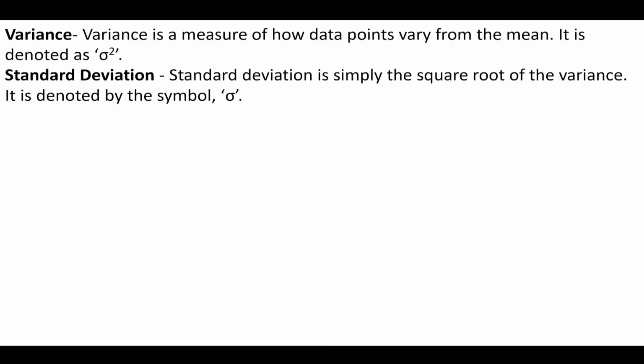Variance is a measure of how data points vary from the mean. Basically, it shows us the dispersion of data points about the mean. It is denoted as sigma square. And standard deviation is nothing but square root of variance. It is denoted by the symbol sigma. Mostly the term standard deviation is largely used. Now let us see the formula for variance and standard deviation.